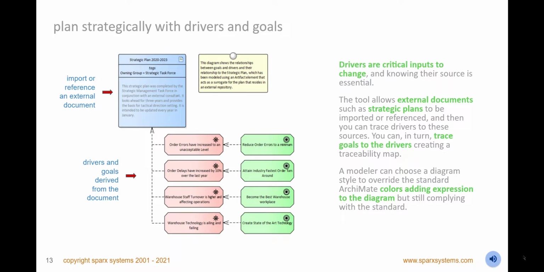Plan strategically with drivers and goals and show how you derive these critical indicators from documents like strategic and operational plans. Reference external documents or web pages or create documents directly in Enterprise Architect and trace drivers, goals, and other elements to these documents to show their provenance.